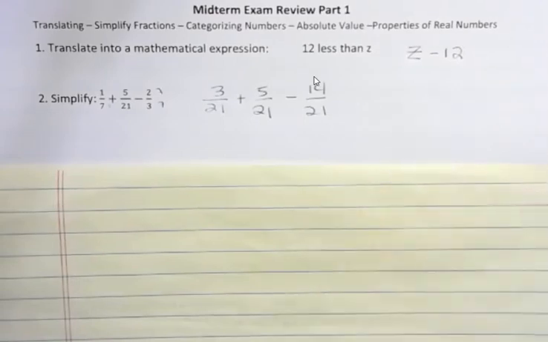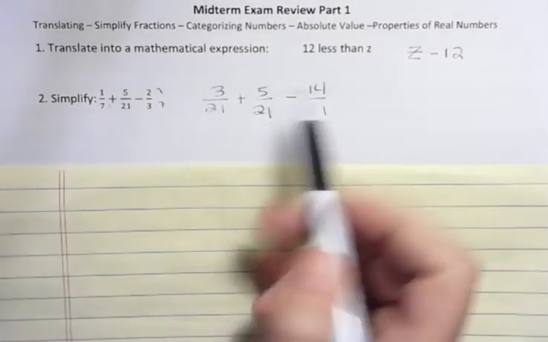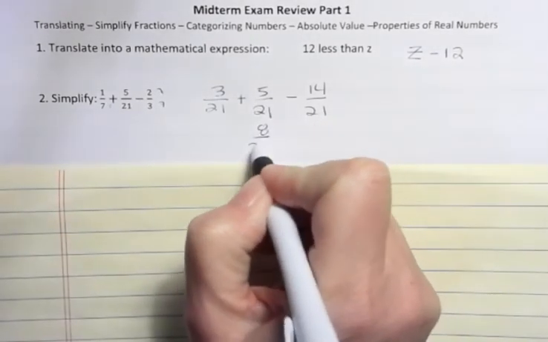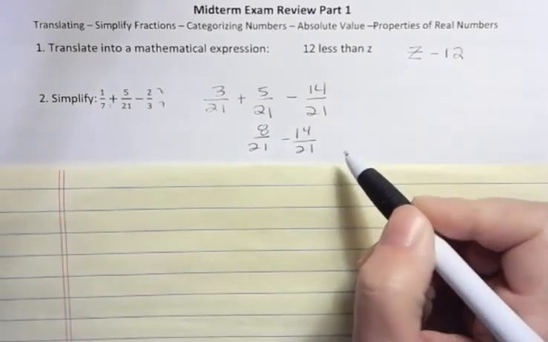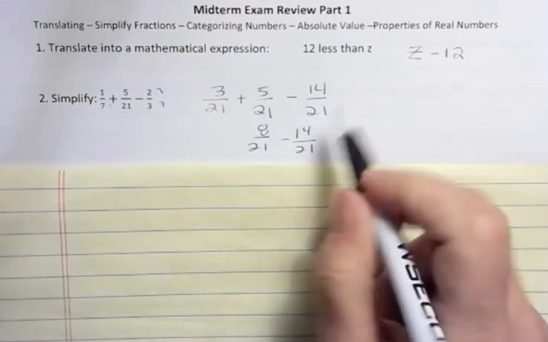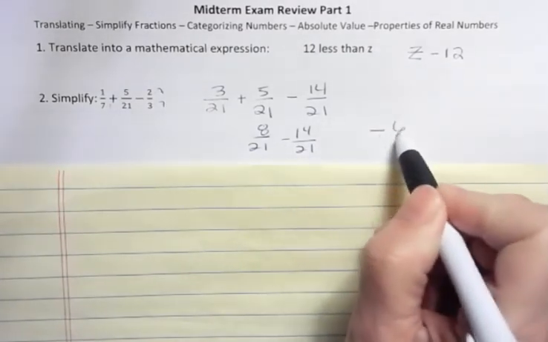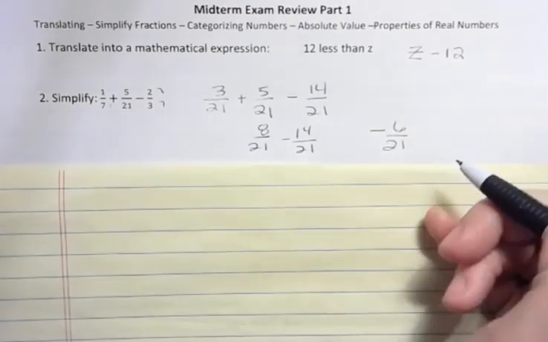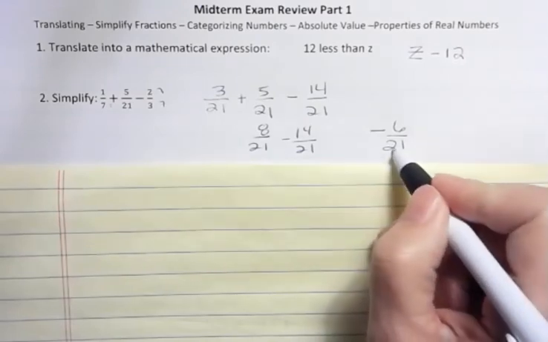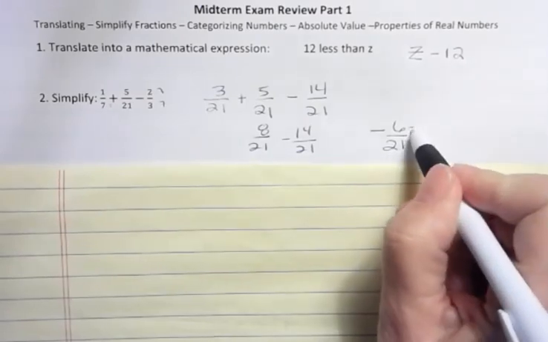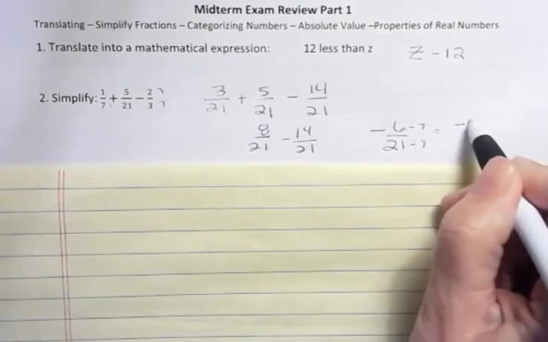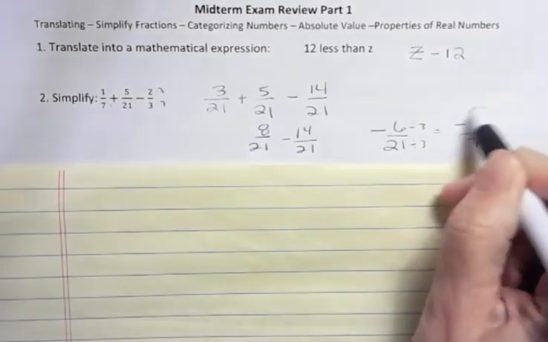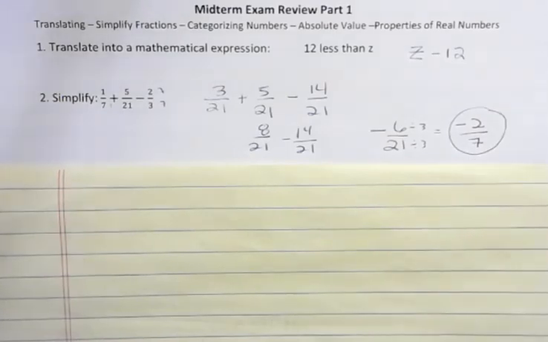So if I add those together first, I get 3 and 5 is 8, and then I subtract 14. 8 minus 14 is negative 6. So that's going to be negative 6 over 21. But then always you have to reduce your fractions to lowest terms. And 3 goes into both of these. So if I divide by 3, I get negative 2/7. That would be the lowest term for those two fractions. So remember, a common denominator for fractions.